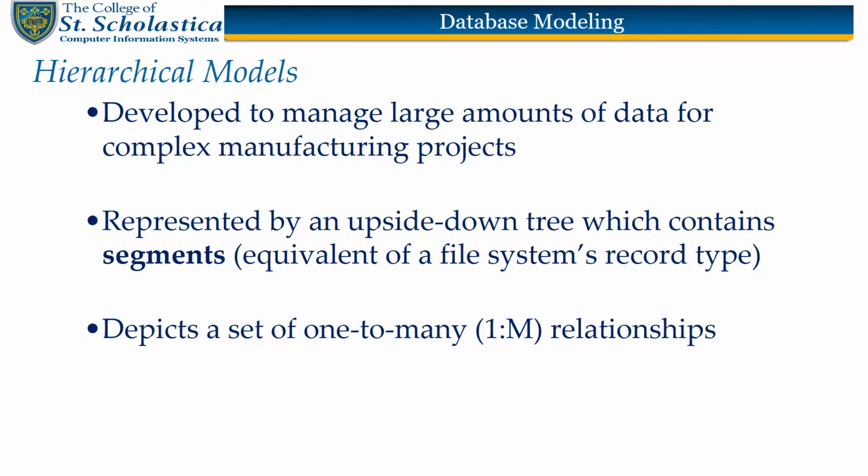Within the hierarchy, a higher layer is perceived as the parent of the segment directly beneath it, which is called the child. The hierarchical model depicts a set of one-to-many, 1:M, relationships between a parent and its child segments.